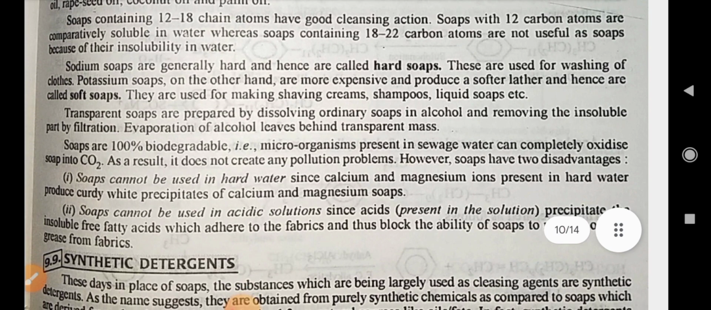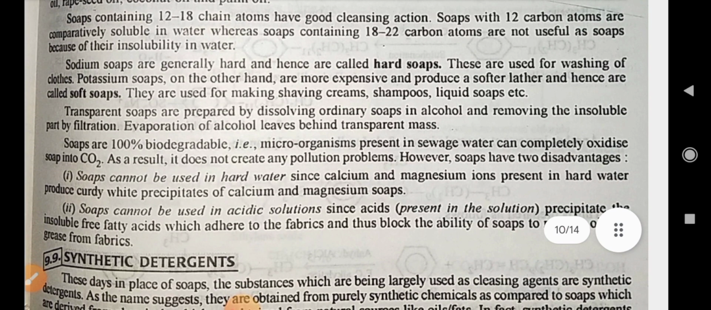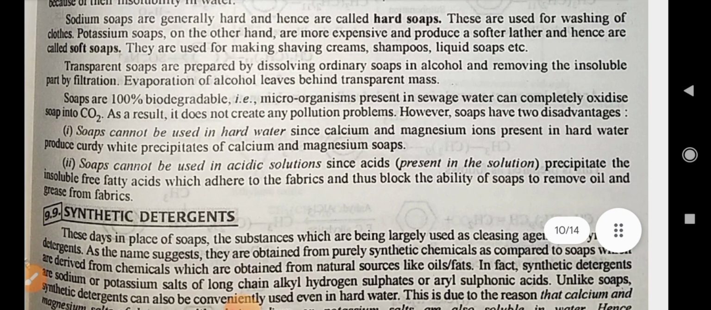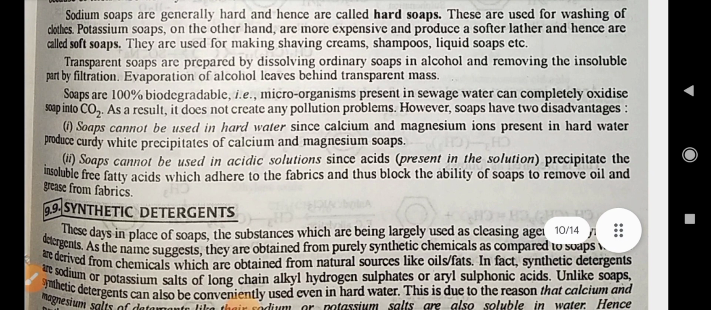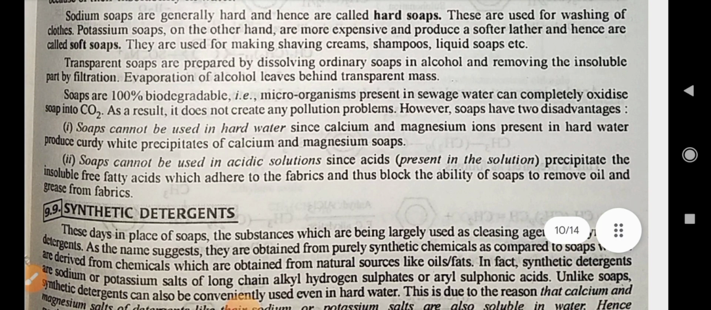Soaps with 12 carbon atoms are comparatively soluble in water, whereas soaps containing 18 to 22 carbon atoms are not useful as soaps because of their insolubility in water. Sodium soaps are generally hard and hence are called hard soaps. These are used for washing clothes.